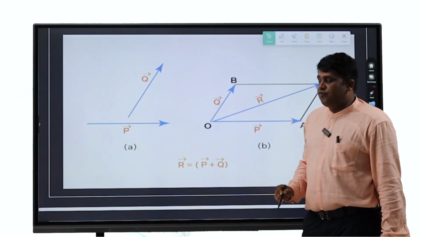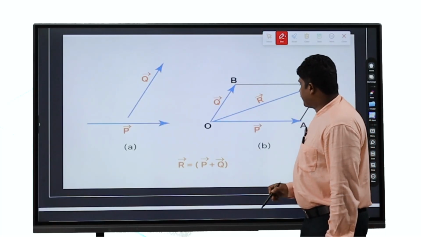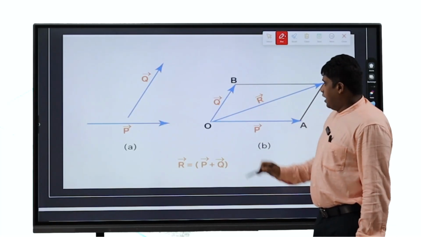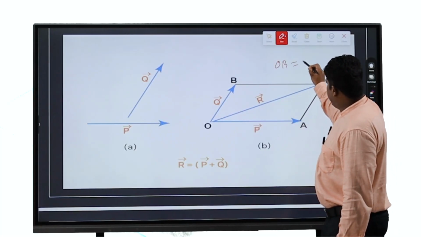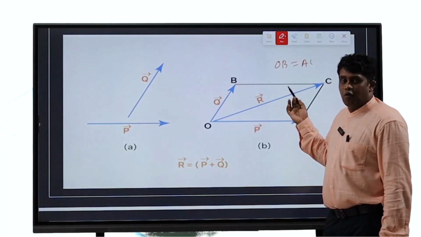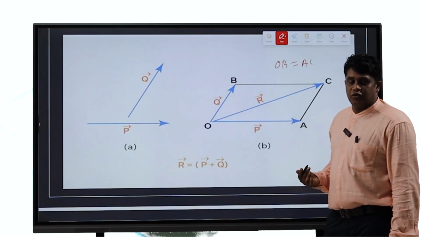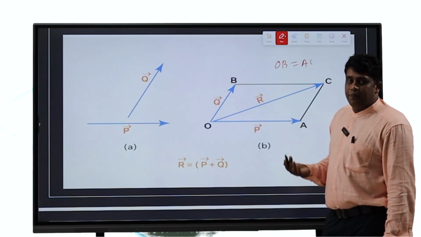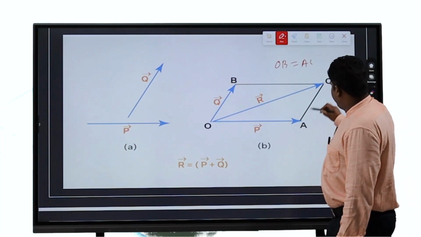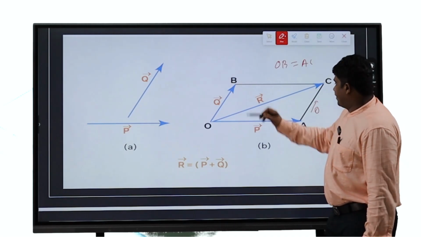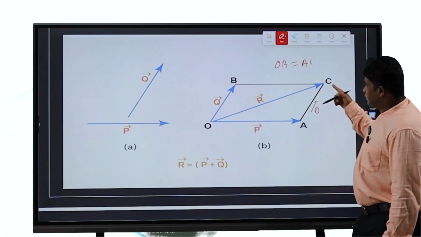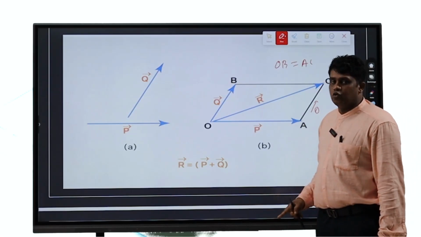Then the parallelogram law of vector addition. Similar to the triangle of vector addition, here we have a parallelogram. Then OB is equal to AC, because these are the opposite sides of the parallelogram. Opposite sides of a parallelogram are equal and parallel. So the direction of AC is similar to Q, which means OB vector is equal to AC vector, which is equal to Q vector.